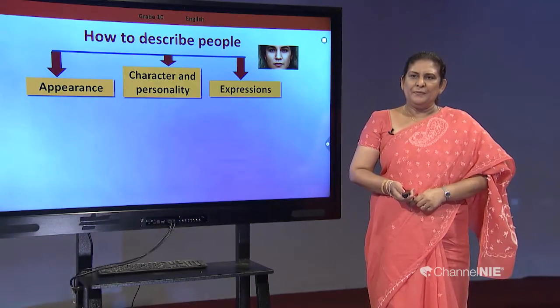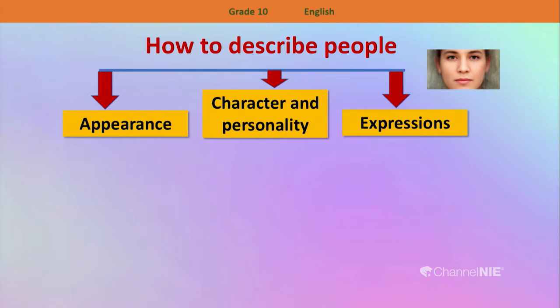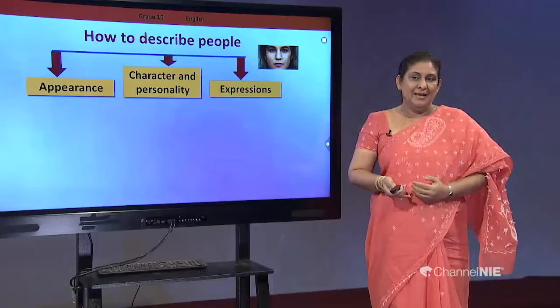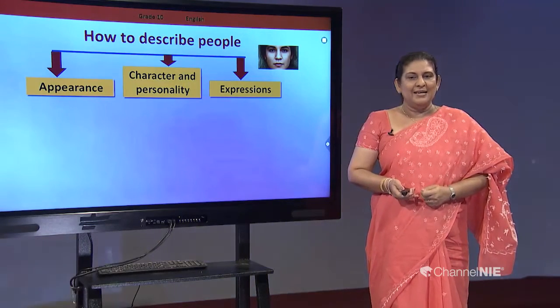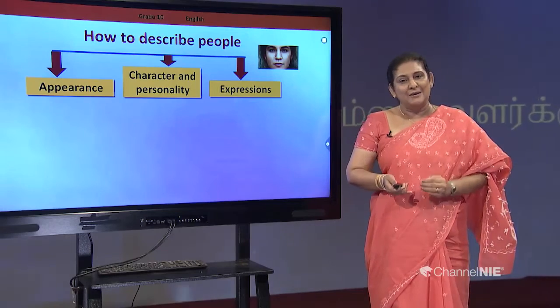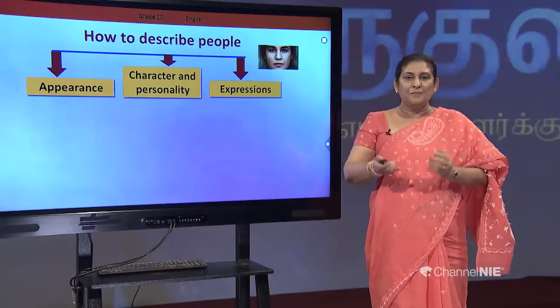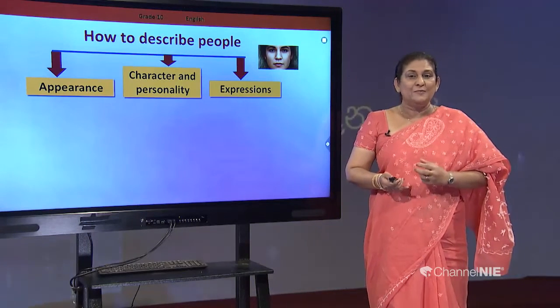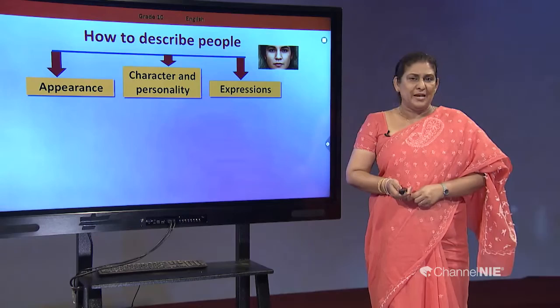Yes. Actually, Nirmala, how do we describe people? Now I see there are three things: appearance, character and personality, and expression. So, what type of vocabulary can we use here? Yes. Now, let us learn what words we can use to describe people. Of course, when we are describing a person, we have to talk about their appearance, what you can see, and then their character traits and personality. And of course, we can look at a picture and have an idea what expressions they have. Let us see what words we can use, children.